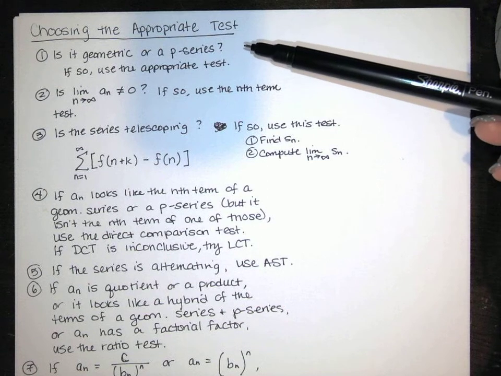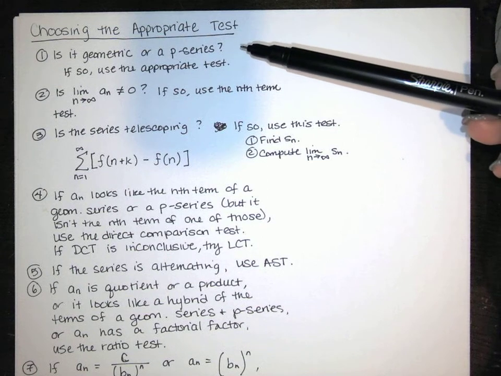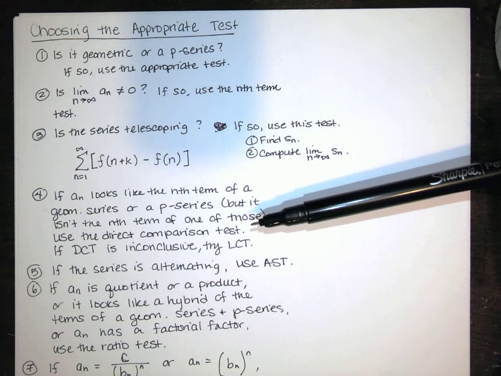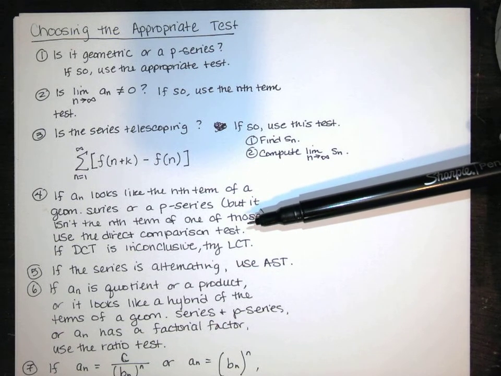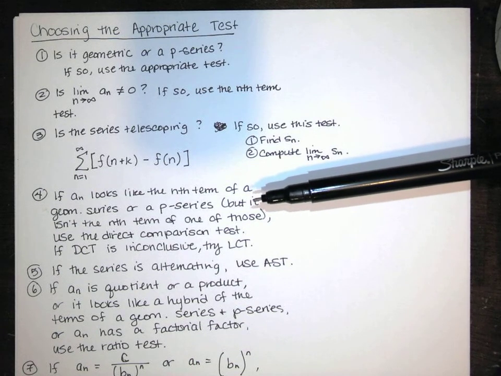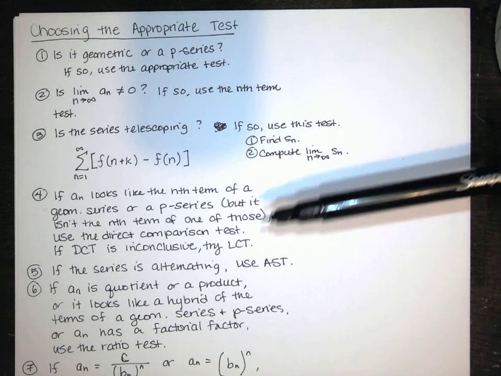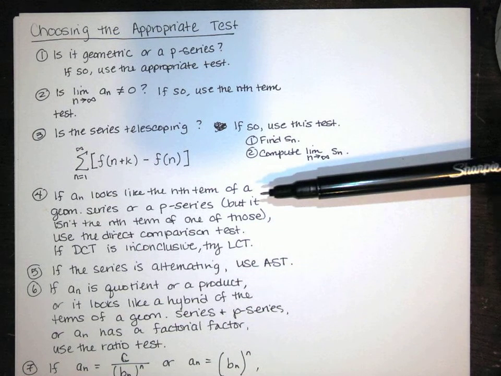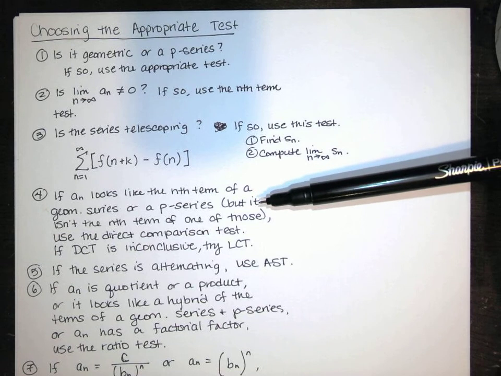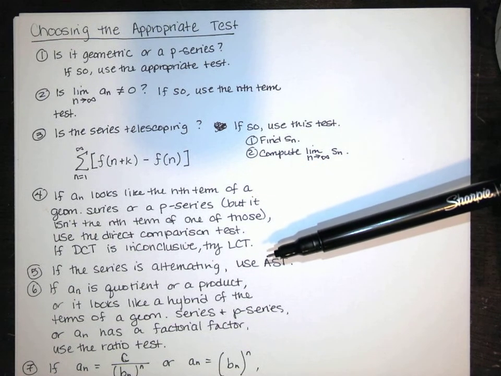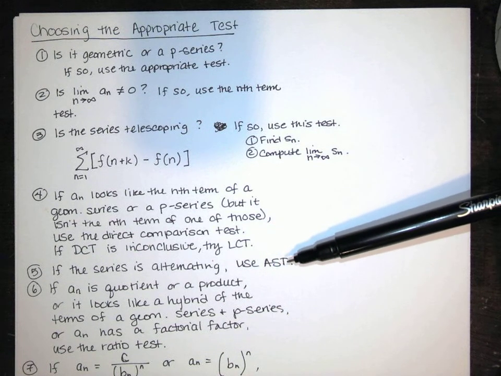Now, if the series was not geometric or a p-series, but it looks like one, you're saying, gosh, if that 1 wasn't there, if that 3 wasn't there, if that plus n wasn't there, this would be geometric, or this would be a p-series. Then I go to the comparison tests. I always start with the direct comparison test, and if that doesn't work, I go to limit comparison. But if it looks like a p-series or a geometric series, but it's not one of those, I try the comparison tests.